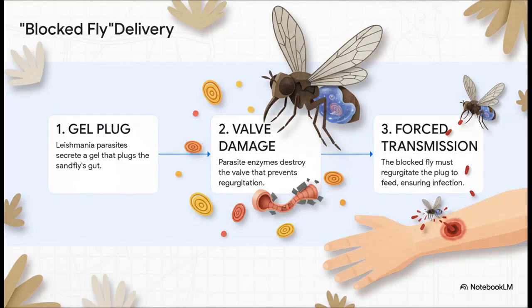So check this out. It's called the blocked fly hypothesis. First, the Leishmania parasites create a gel that literally plugs up the sandfly's gut. As if that's not enough, their enzymes then go and destroy a tiny valve that would normally stop the fly from, well, throwing up. So now the fly is blocked up and starving. The only way it can get a blood meal is to forcefully regurgitate that parasite-filled plug right into the bite wound. It's an absolutely devious biological trick that guarantees a massive dose of the parasite gets transmitted.